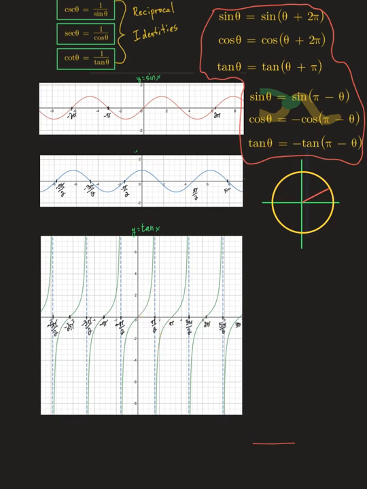All right, what happens when we go the wrong way on the curve? Let's say pi by 3 is up here. Well, what if we did negative pi by 3? What happens to sine?